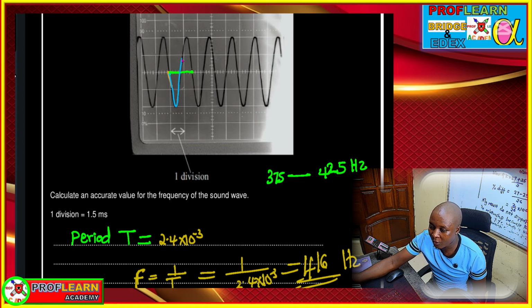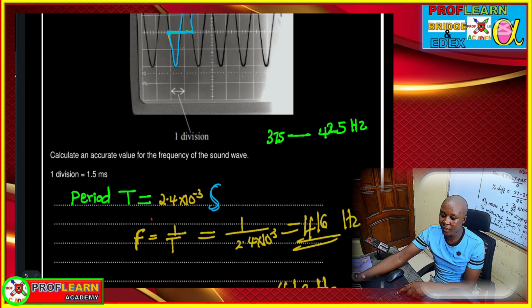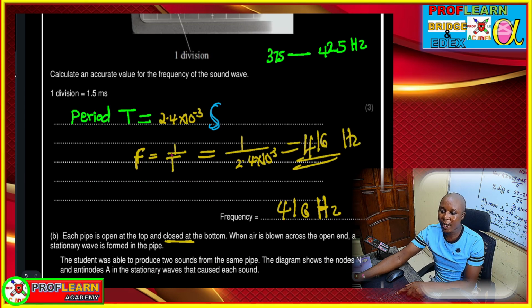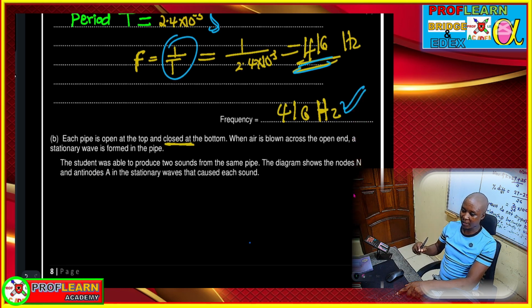the time period for one complete cycle. What is the time period between this point and this point? So we need to find the time period, and I got my time period to be 2.4 times 10 to the power minus 3 seconds. And then from there I said frequency is equal to 1 over T, 1 over period. So I worked out and I got my answer as 416 hertz, and we have our frequency as 416 there.